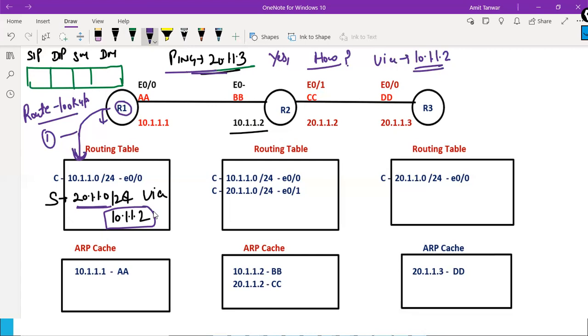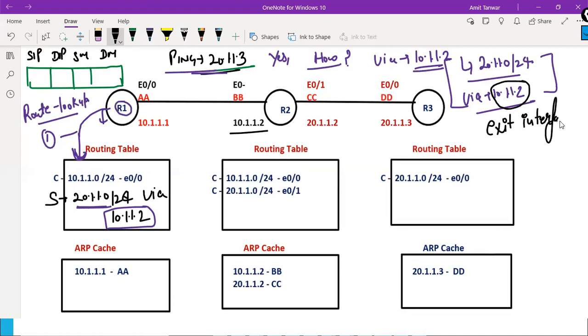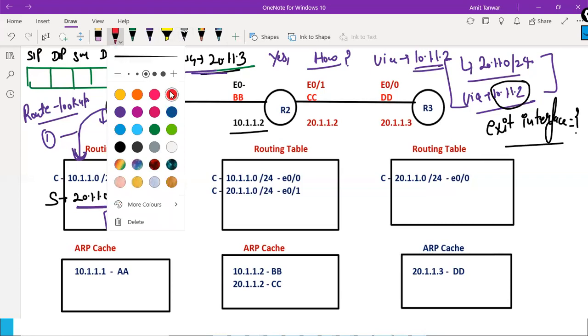So you have routes to reach the 20.1.1.0/24 network, and that is via 10.1.1.2. This is how it happened, with the help of static routing with next hop. That's fine. The question is, how to reach 10.1.1.2 and where is my exit interface? Because without an exit interface, I cannot go out. So now again the router will be confused. What will the router do? The router will do one more lookup here.